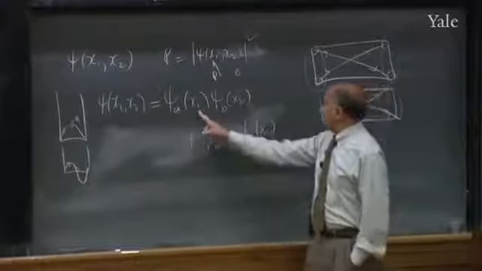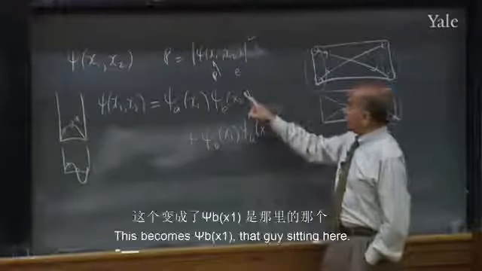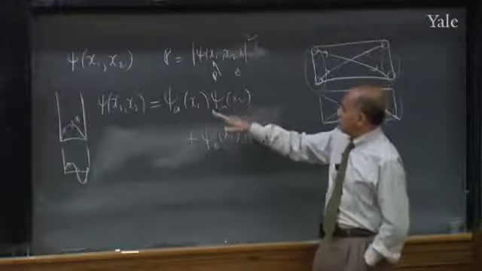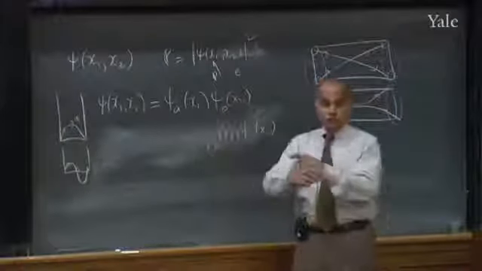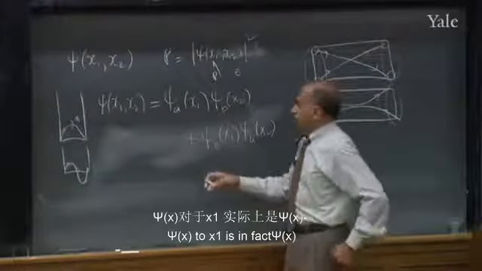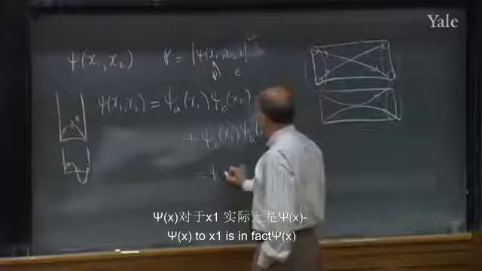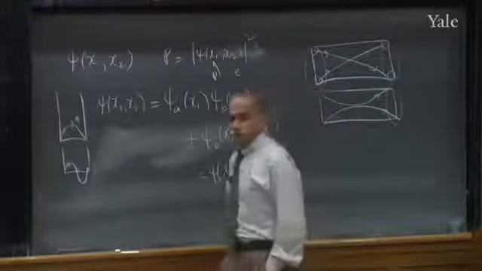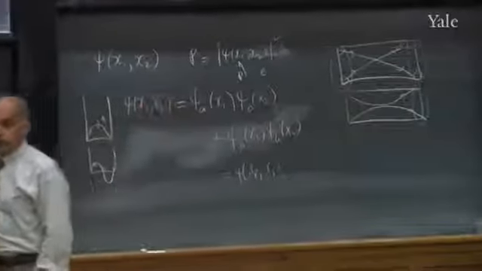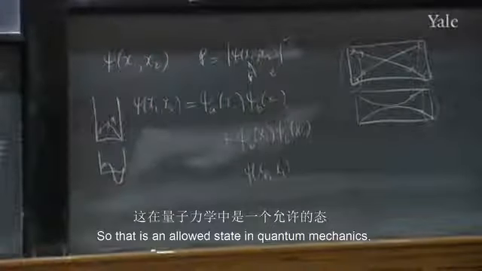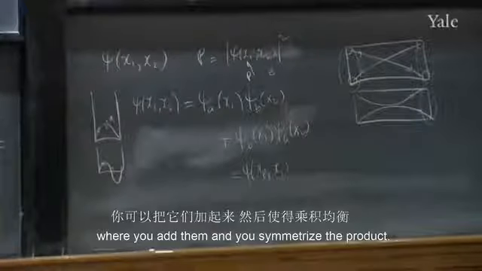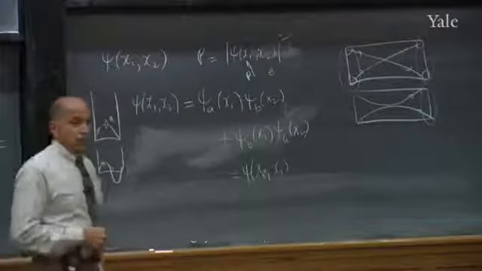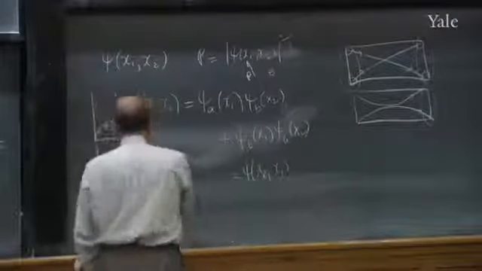This becomes psi A of x2, that guy is sitting here. This becomes psi B of x1, that guy is sitting here. This becomes psi B of x2, that's sitting here. So these two terms exchange roles when you exchange the particles. Psi of x2, x1 is in fact the same as psi of x1, x2. So that is an allowed state in quantum mechanics, where you add them and you symmetrize the product. You guys following that?